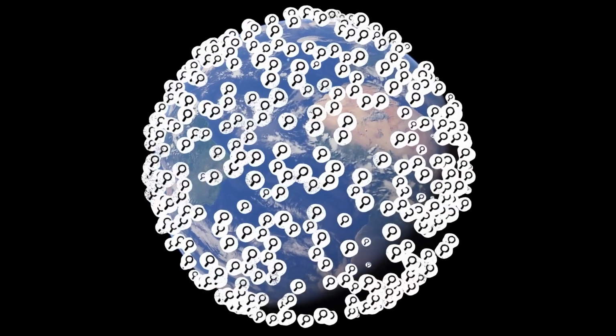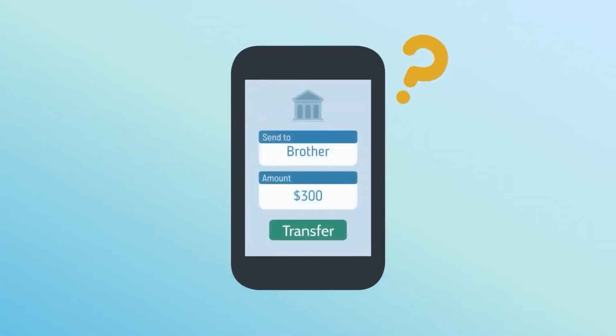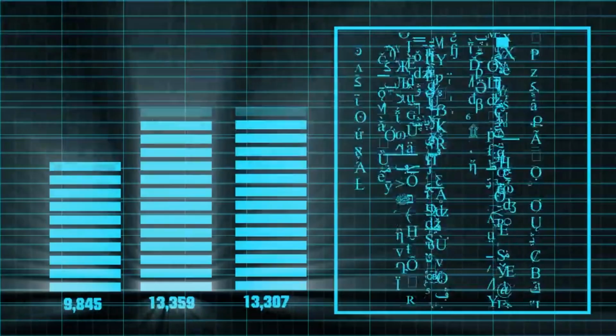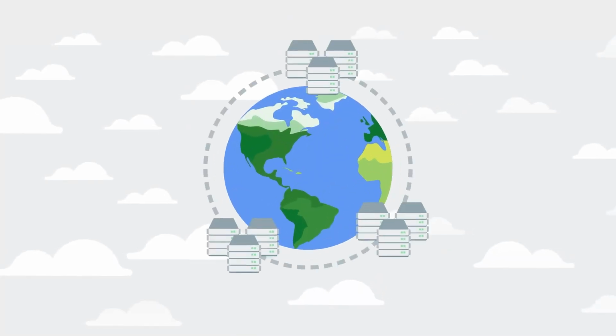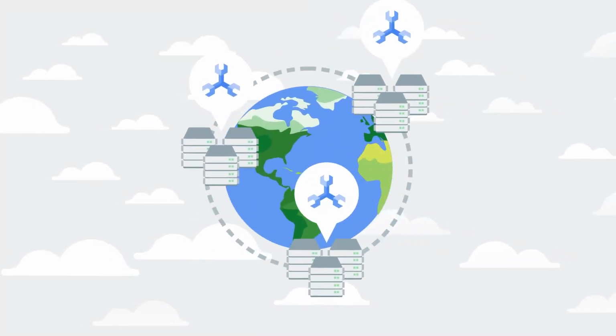As Google expanded globally, it faced a new challenge, keeping data consistent across continents. Imagine a bank transaction in Tokyo and another in New York. If the data isn't perfectly synced, chaos ensues. Enter Spanner, Google's globally distributed database launched in 2012.